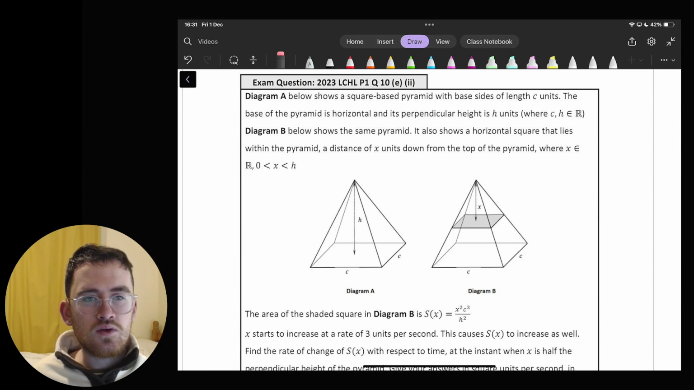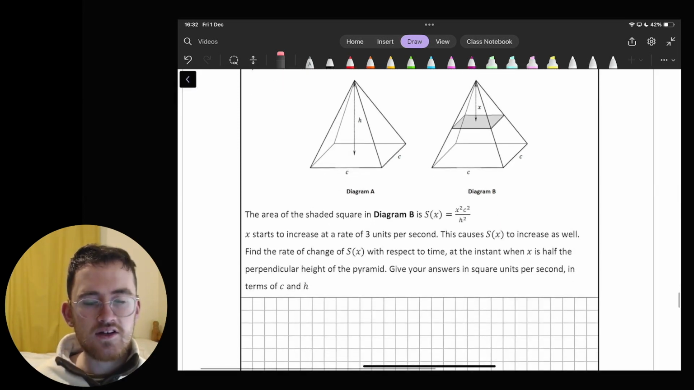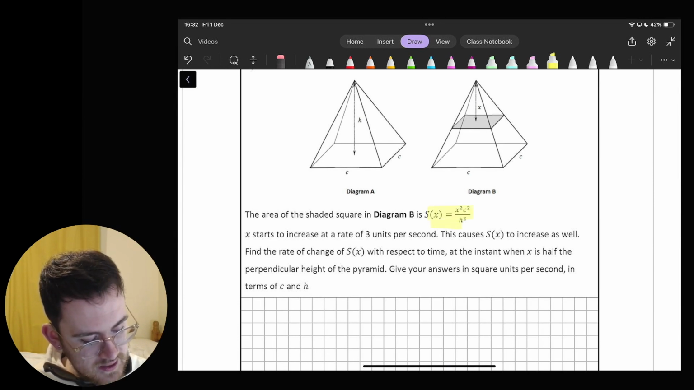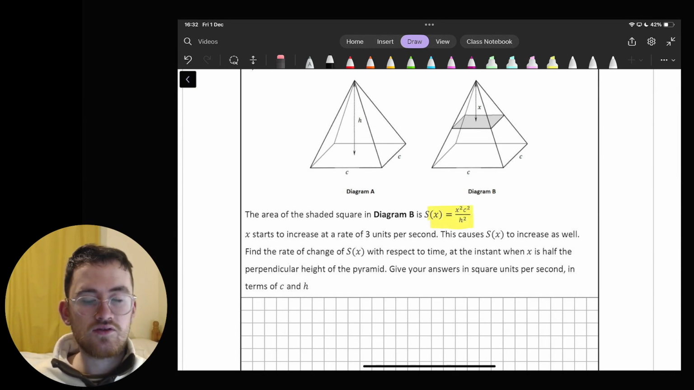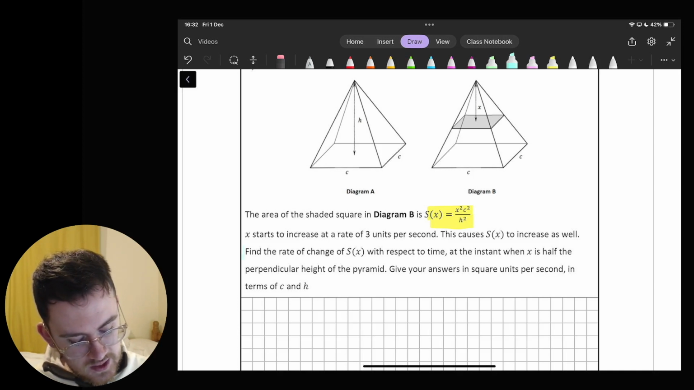part of a question. So we have two diagrams here showing a square-based pyramid with the base sides of length c units. The base of the pyramid is horizontal and its perpendicular height is h units. Diagram B shows the same pyramid. It has a horizontal square within the pyramid, a distance of x units from the top of the pyramid. The area of the shaded square is given as such, and x starts to increase at a rate of 3 units per second. This causes s of x to increase as well. Find the rate of change of s of x with respect to time.